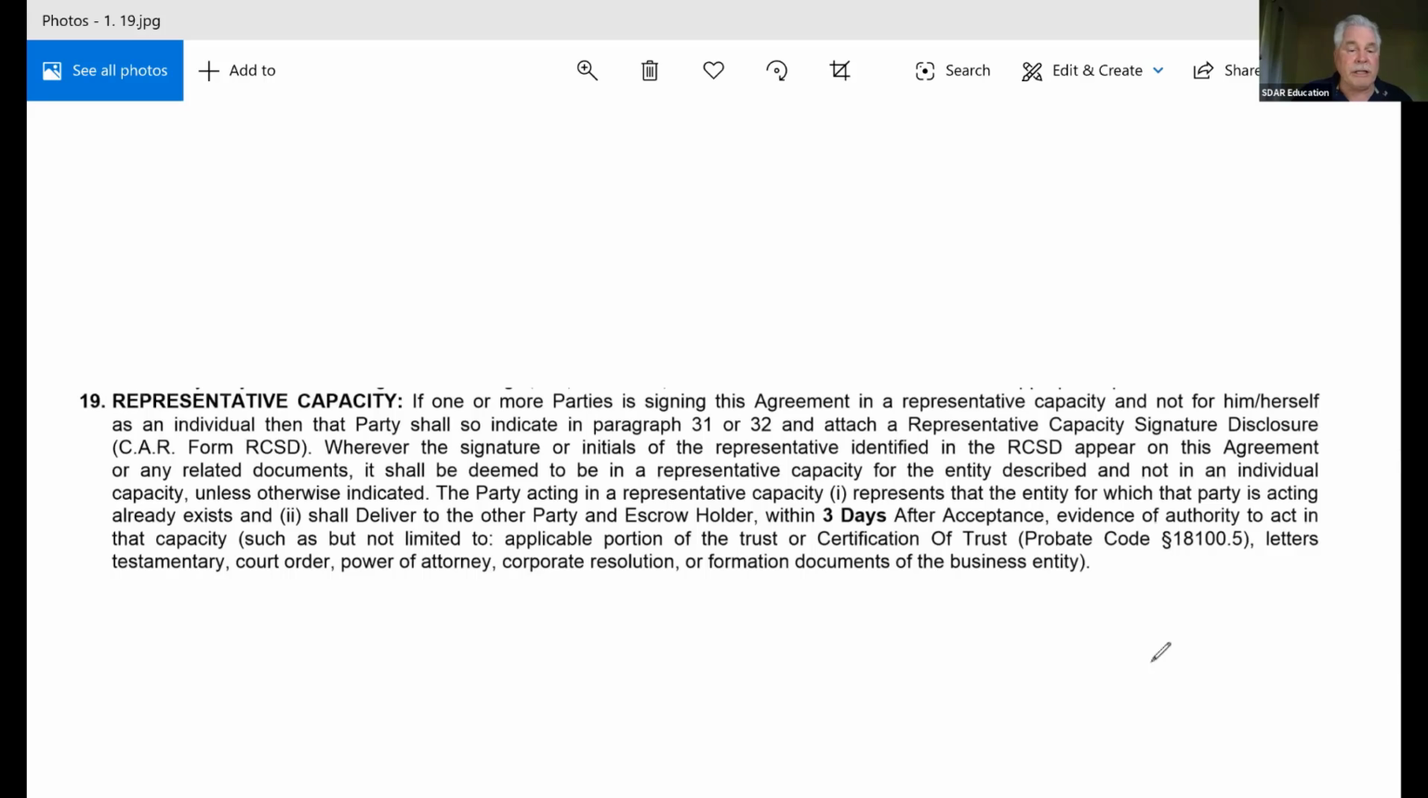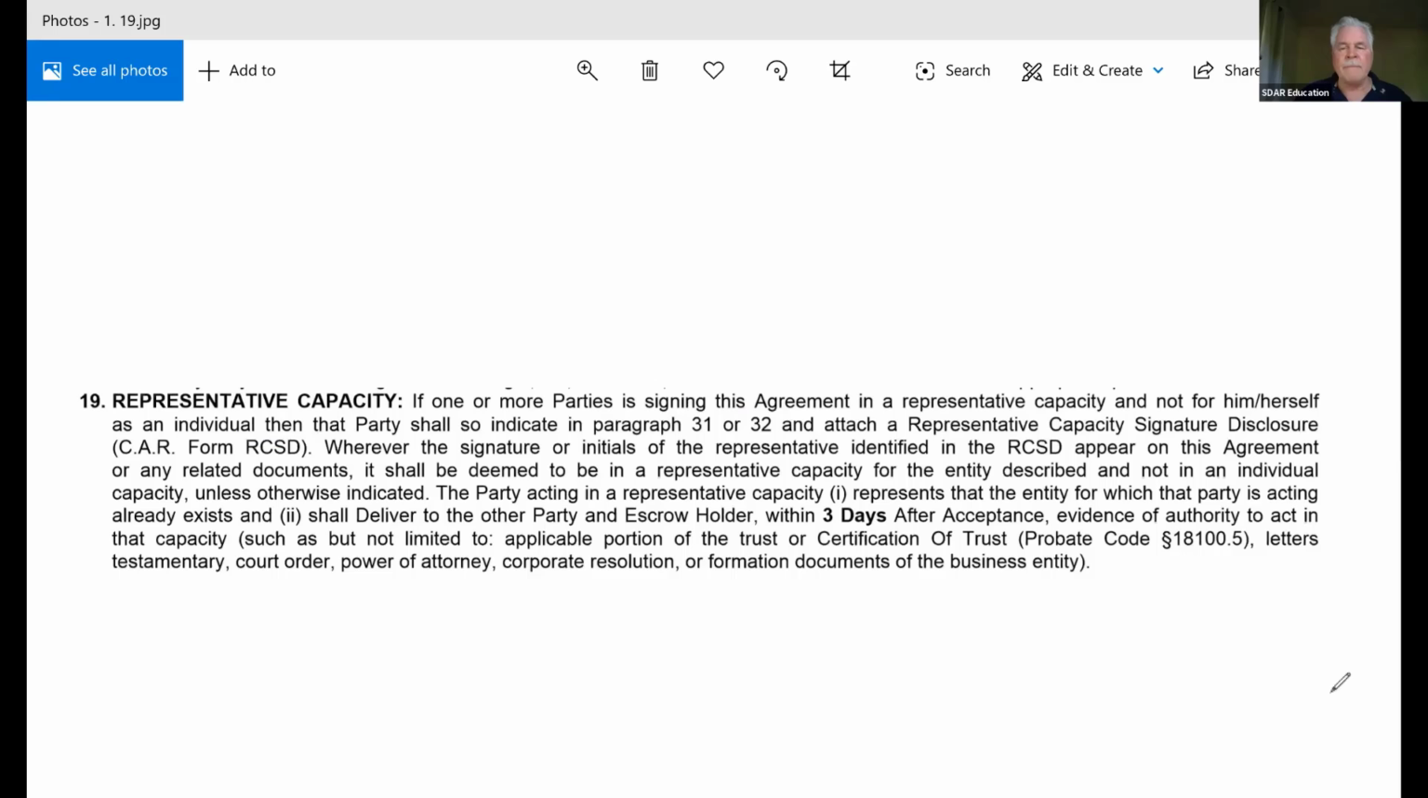So that party shall so indicate in paragraph 31 and 30 or 32. We're going to cover that in a minute, and attach a what? An RCSD, Representative Capacity Signature Disclosure. Now, there's no hyphen after it because it's going to apply to both sides, buyer and seller. So we don't know which one it is that's going to have one. I've had transactions where both sides were RCSDs. I've had it happen where only one side was. I've had it happen where everybody was actually a natural person.